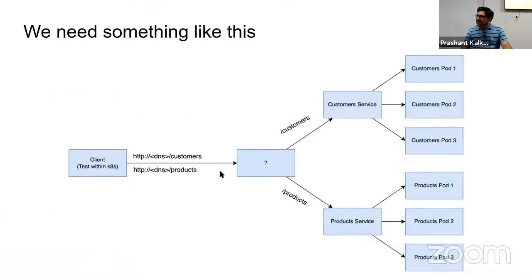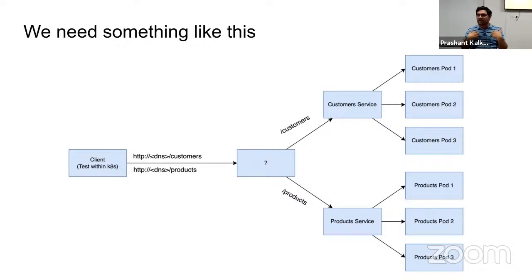So we want something like this. What we want is some missing component. And again, we are back inside the cluster. Everything is again blue. We want something like this in which we send a request to some component. It figures out that if it is a customer request, it sends it to the customer. And if it is a product request, sends to the product.